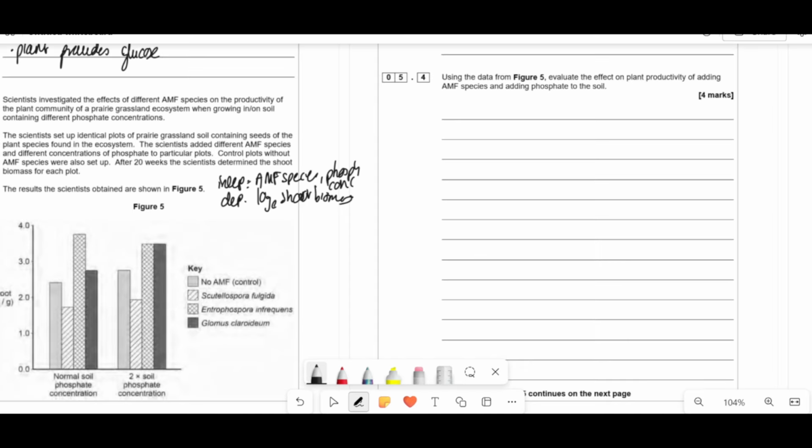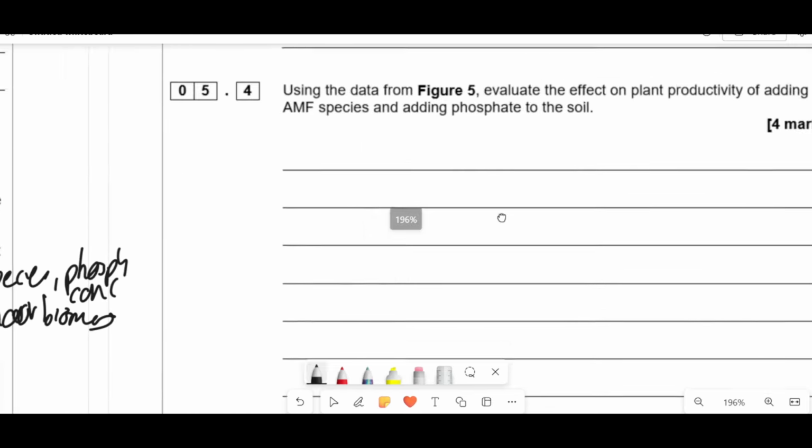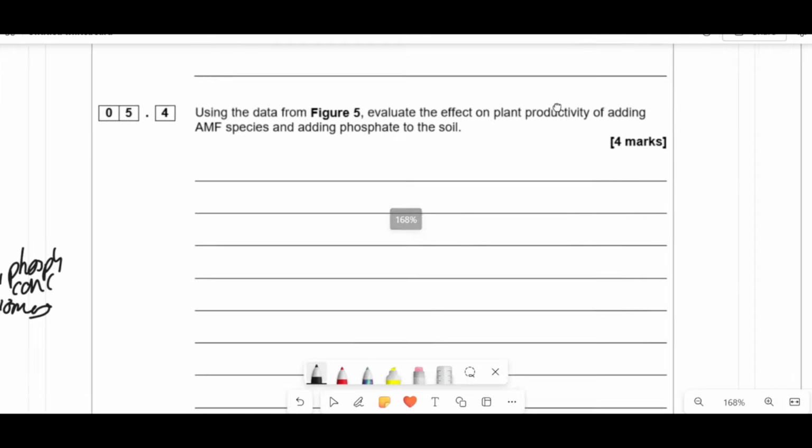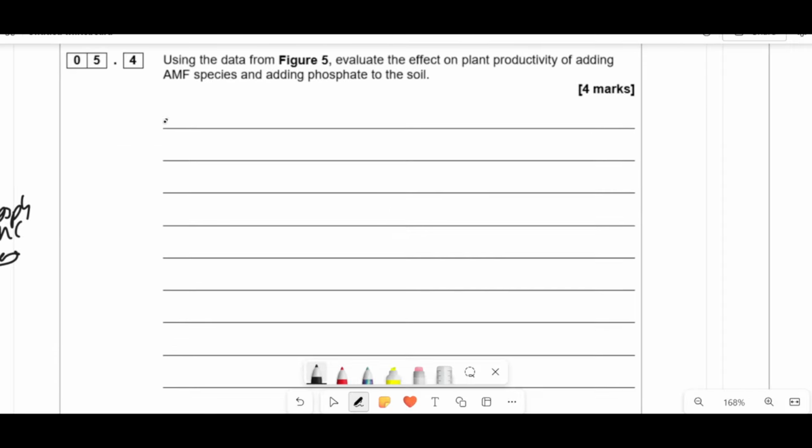It's not there anymore. Now it says, using the data in figure 5, evaluate the effect on plant productivity of adding AMF species and adding phosphate to the soil. Whenever you're doing this kind of thing, you need to think of a conclusion, or go with one. Then look at what's supportive of that statement, what's contradicting, and then issues with validity. This is the one that everyone fumbles horrendously. What people say is some rote-learned answer of other factors, and that and that.